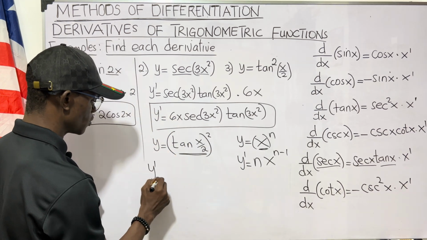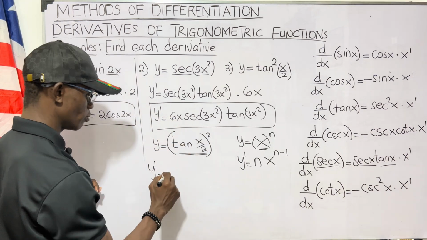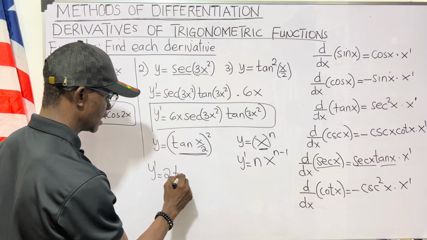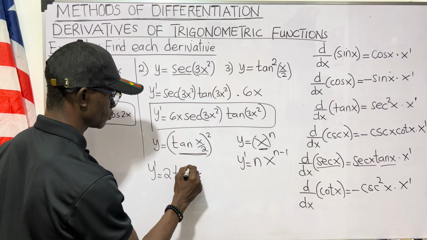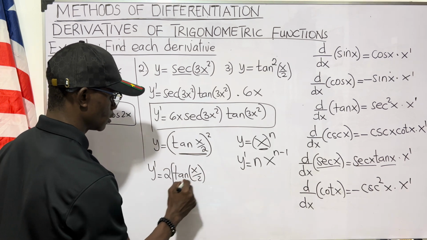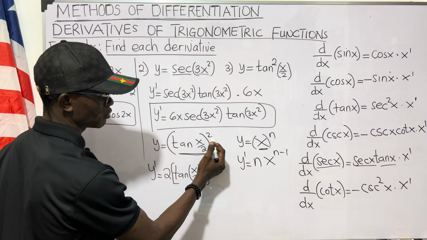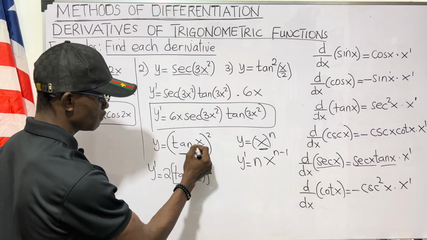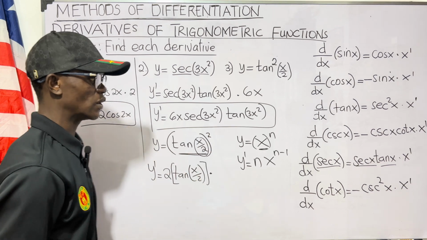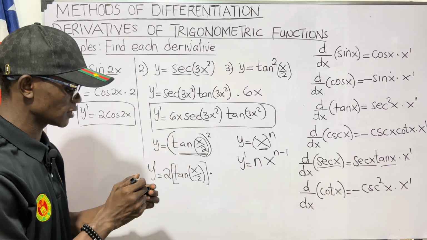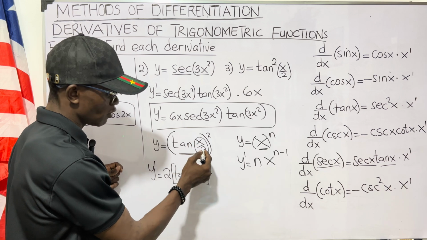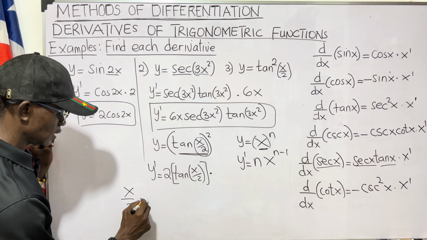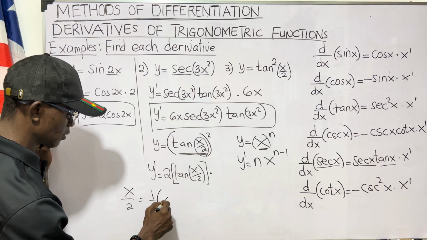So y prime equals n, which is 2. We bring this 2 down. We rewrite this x, which is tangent now of x over 2. We subtract 1 from this power, so it will just be 1, times the derivative now of this particular angle. We told you whenever you differentiate a trig function, you must differentiate the angle. So what is the derivative of x over 2? Now remember, x over 2 is the same as 1 over 2 times x.